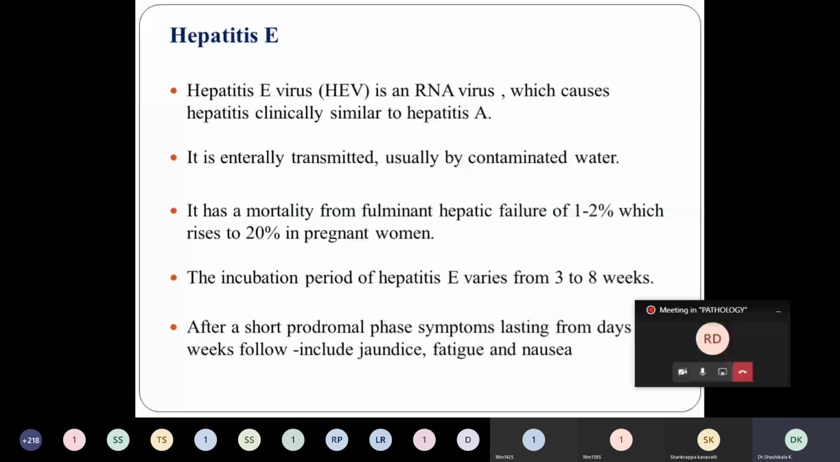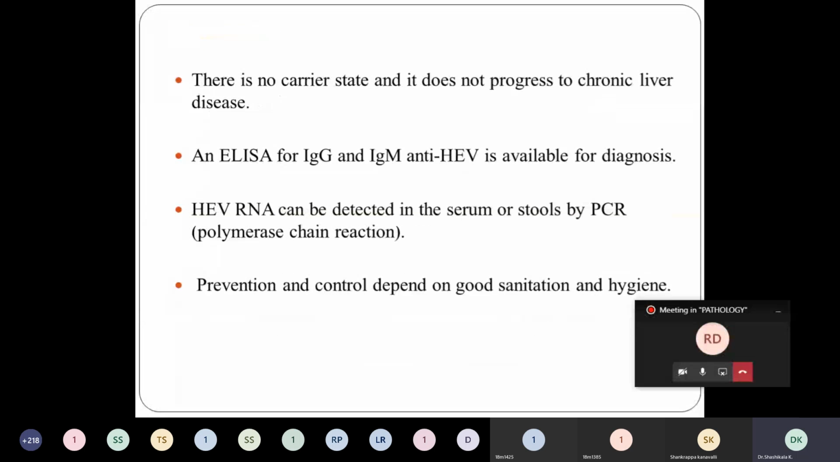After a short prodromal phase, symptoms lasting from days to weeks follow, including jaundice, fatigue and nausea. There is no carrier state and it does not progress to chronic liver disease. An ELISA for IgG and IgM anti-HEV is available for diagnosis. HEV RNA can be detected in serum or stool by RT-PCR. Prevention and control depend upon good sanitation and hygiene.